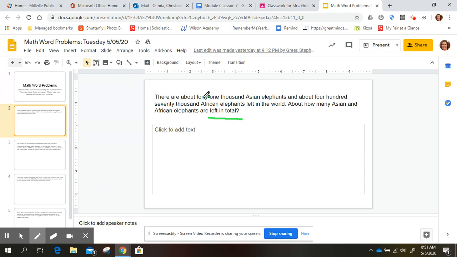So it says there are about 41,000 Asian elephants and about 470,000. So I'm going to say 41 and then 1,000. And 470 and then 1,000.